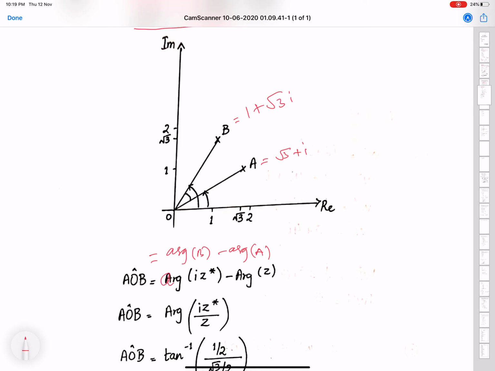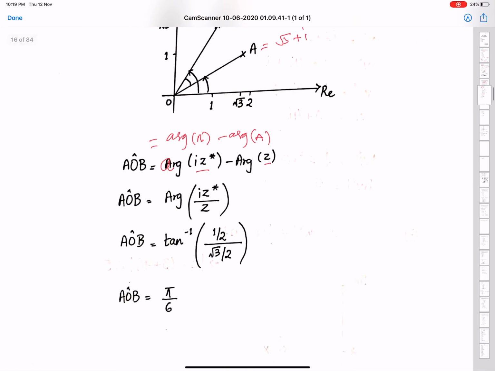And argument B is iz steric, whereas argument A is Z. So according to the property of argument, when we have a negative sign between two arguments, we write the argument like this: argument this upon this, and this is the property of the argument. If we have argument u minus argument v, then this will become argument u upon v.